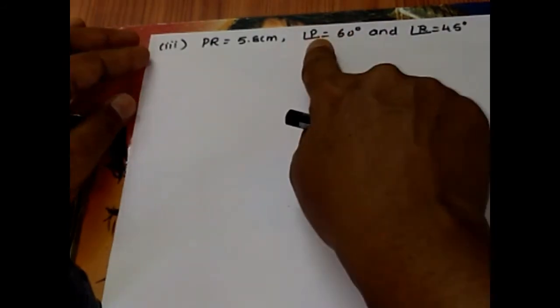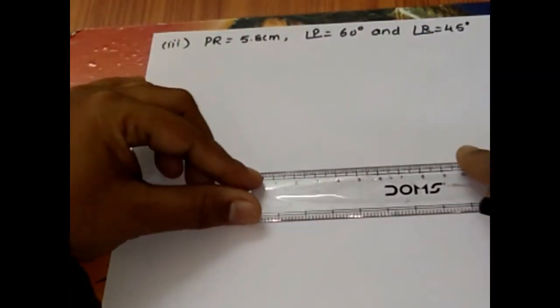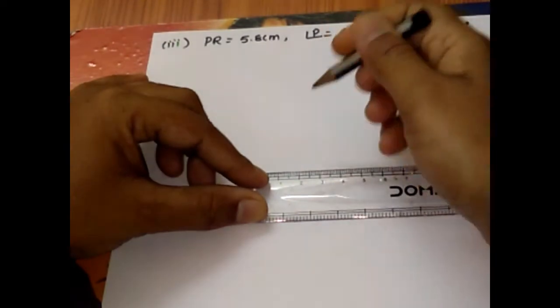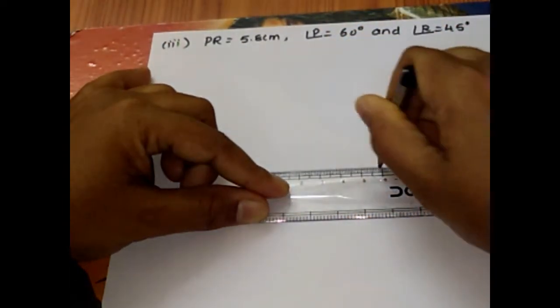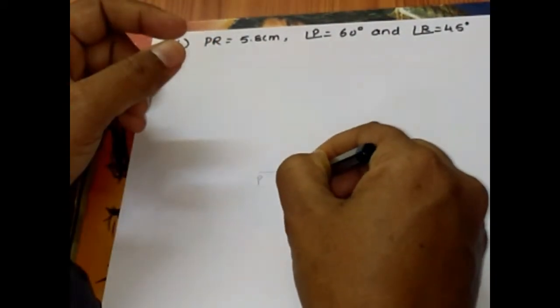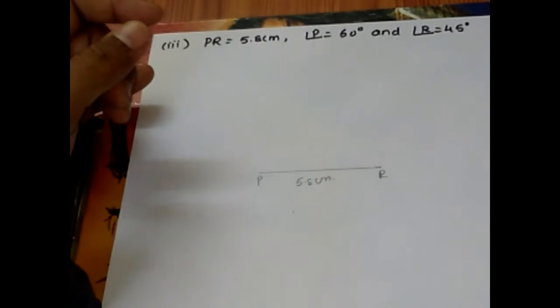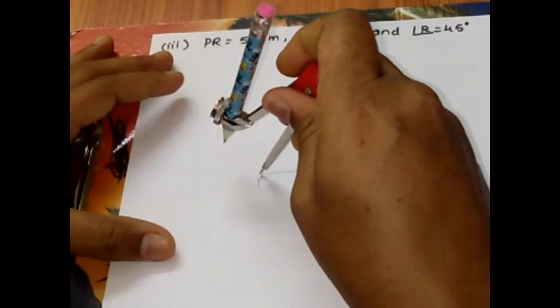Very simple. PR is the base, angle P is 60 degree, angle R is 45 degree. I hope you can try it by yourself, but as a reference, let me construct it again. 5.8. This is P, this is R. 5.8 centimeter. At the point P, what I need to construct? 60 degree. So 60 degree is very simple. We have already learned that.